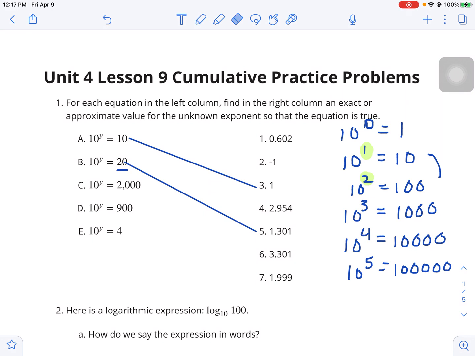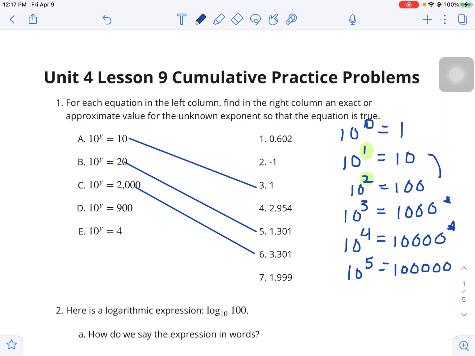So for the next one, 10 to the y is equal to 2,000. Since 10 to the third is equal to 1,000 and 10 to the fourth is equal to 10,000, we're between 3 and 4 there and probably closer to 3. So I would choose number 6 here for that one.